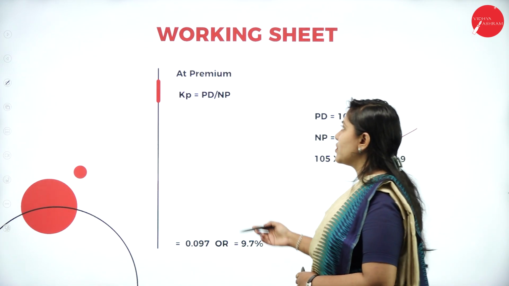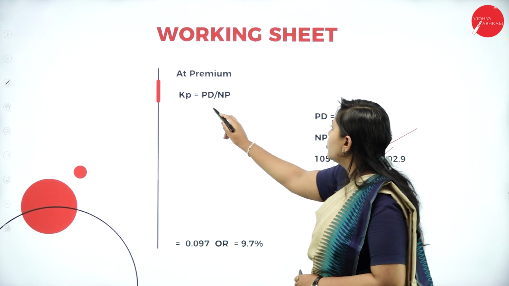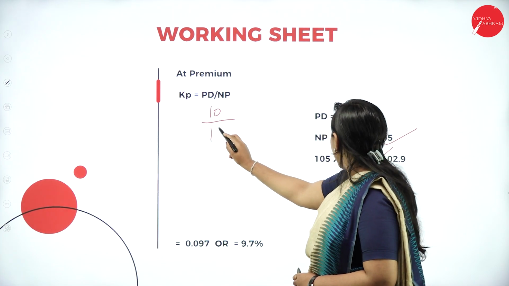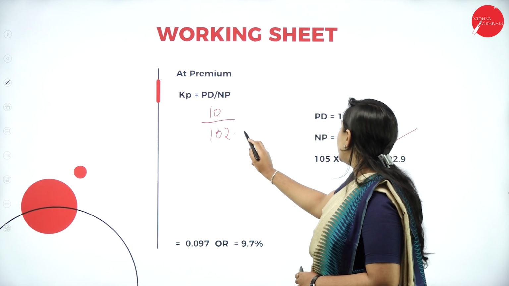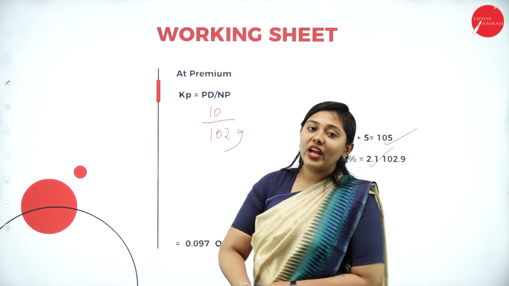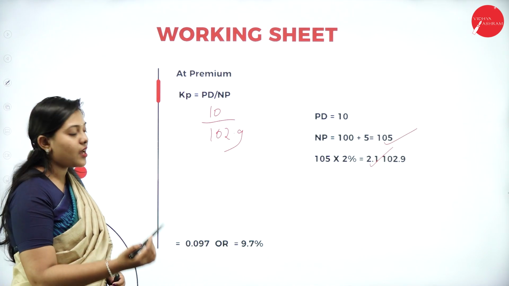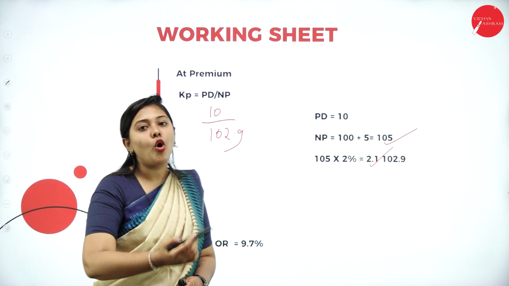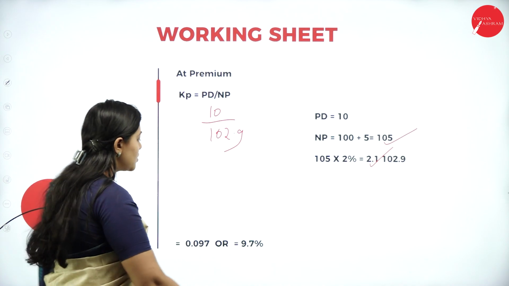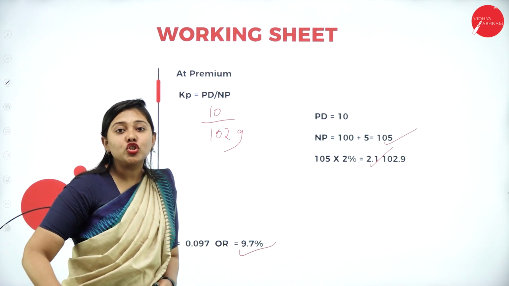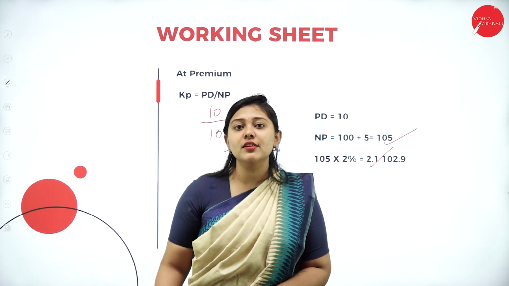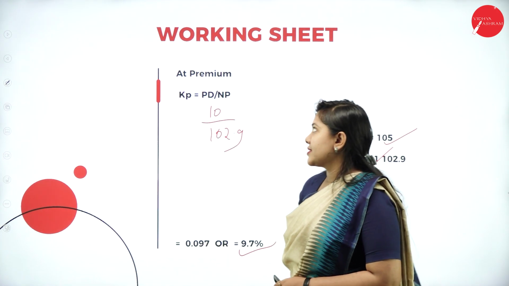102.9 will be the net proceeds. So if you substitute the value, 10 divided by 102.9, the answer you get will be how much? Will be 0.097 or it will be 9.7%. So this is the answer that is issued at premium.